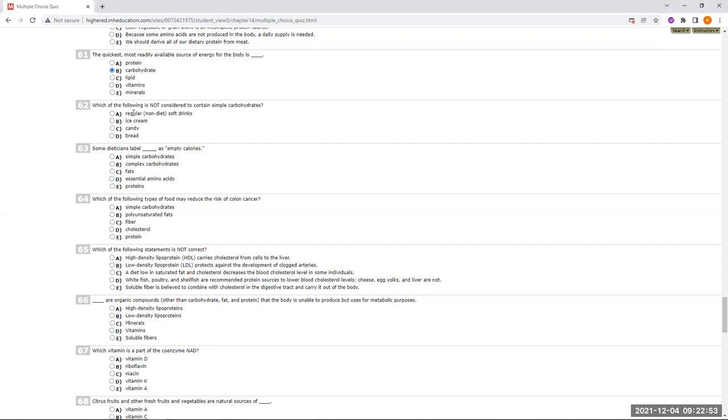Which of the following is not considered to contain carbohydrates? This is an interesting one. So I would say candy. Simple. Candy. One of the ways you could tell if it's a simple carbohydrate is that it tastes sweet, very sweet. You get the taste immediately. If it has complex carbohydrates, it doesn't taste sweet. It's more bland. So based on that, which one do you think does not?